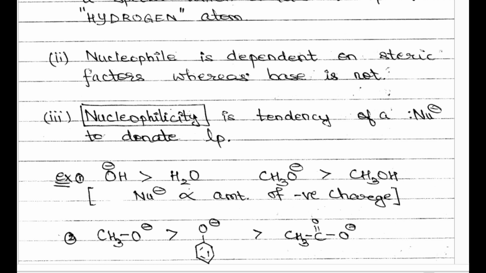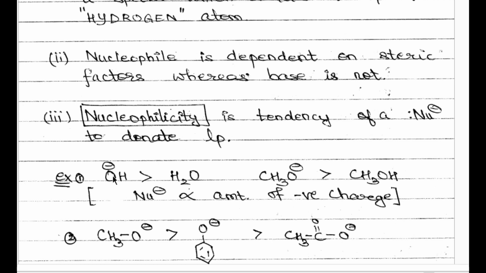Nucleophilicity. The term nucleophilicity means the tendency of a nucleophile to donate the lone pair. How easily the lone pair is donated decides the strength of the nucleophile, and that is what is called nucleophilicity. So we have examples wherein the nucleophilicity, or nucleophile strength, is compared.